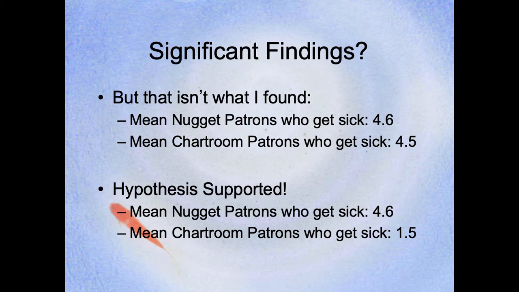So if the null hypothesis is true, that there's no difference, the means would look fairly similar, like we have there, 4.6, 4.5, something like that. But if your hypothesis is supported, right, it would probably look something like 4.6 versus 1.5, right? The mean number for the patrons at the Nugget feeling sick is much higher there. In reality, it might be 4.6 versus 4.0, something a little bit more subtle like that.